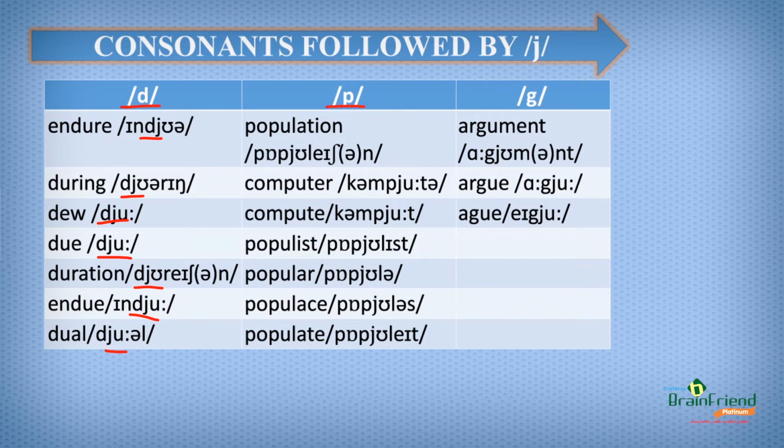For the P sound, we have population, computer, compute, populist, popular, populace, and populate. For the G sound, we have argument, argue, and lastly, ague.